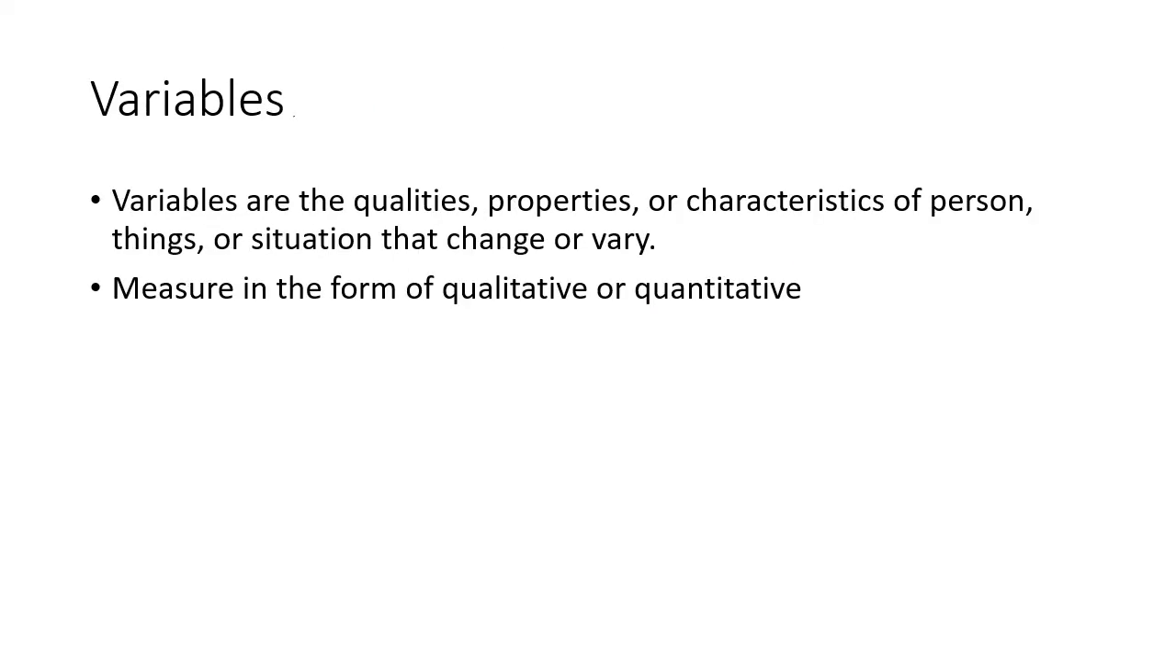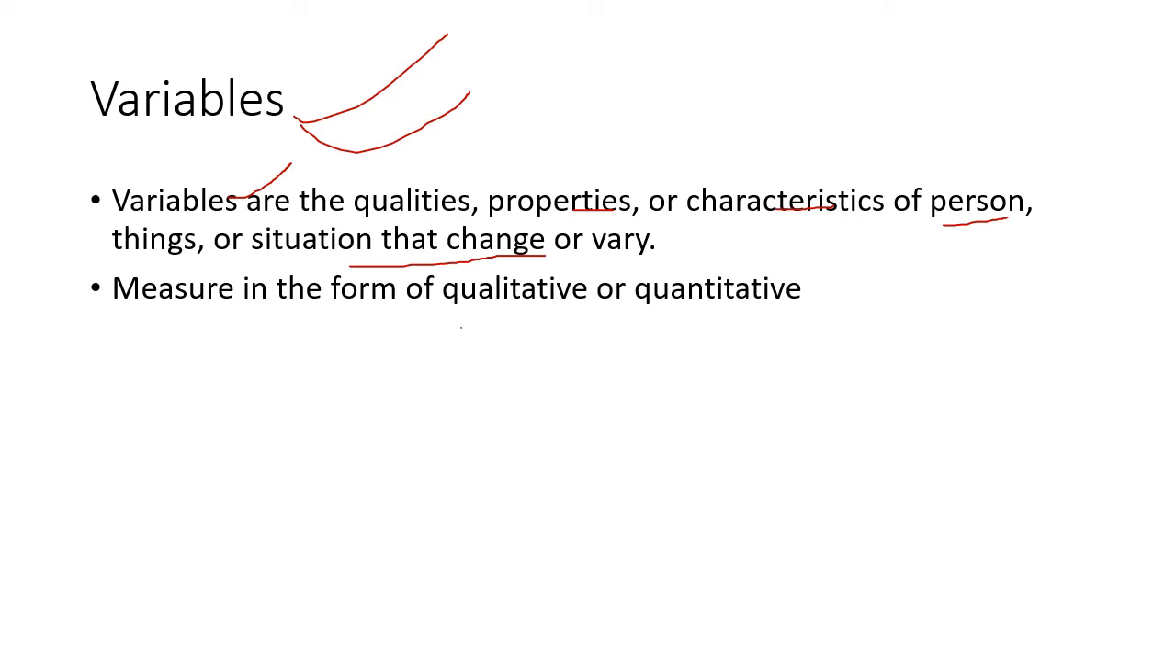And next one is the variable. So variable is very important. Variable means a particular quality, property, or characteristic of a person, things, or a situation that is going to be changed or varied. So that we call a variable. In simple terms, they are the characteristics or properties of the particular research study.